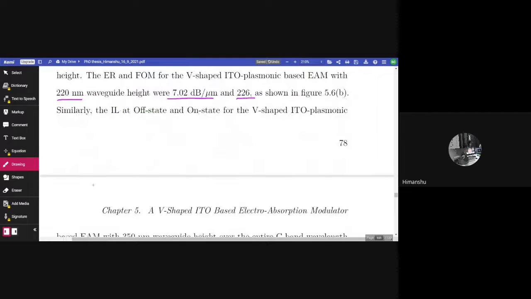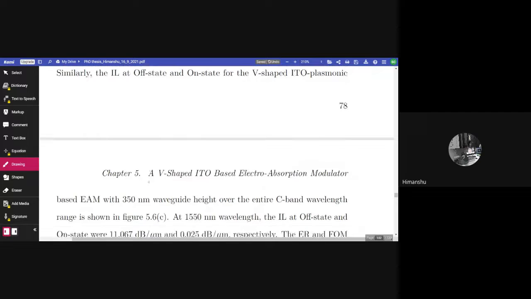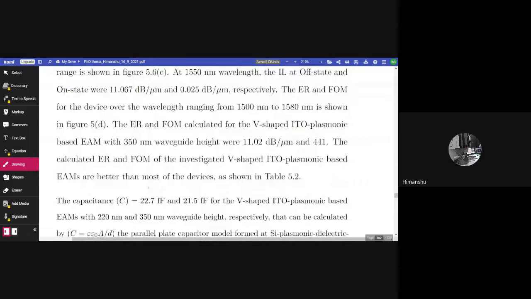Similarly, the IL at off-state and on-state for the V-shaped ITO plasmonic based EAM with 350 nanometer waveguide height over the entire C-band wavelength range is shown in figure 5.6c. At 1550 nanometer wavelength, the IL at off-state and on-state were 11.067 dB per micrometer and 0.025 dB per micrometer respectively. The ER and FOM for the device over the wavelength ranging from 1500 nanometer to 1580 nanometer is shown in figure 5.6d. The ER and FOM calculated for the V-shaped ITO plasmonic based EAM with 350 nanometer waveguide height were 11.02 dB per micrometer and 441. The calculated ER and FOM for the investigated V-shaped ITO plasmonic based EAMs are better than most of the devices, as shown in table 5.2.